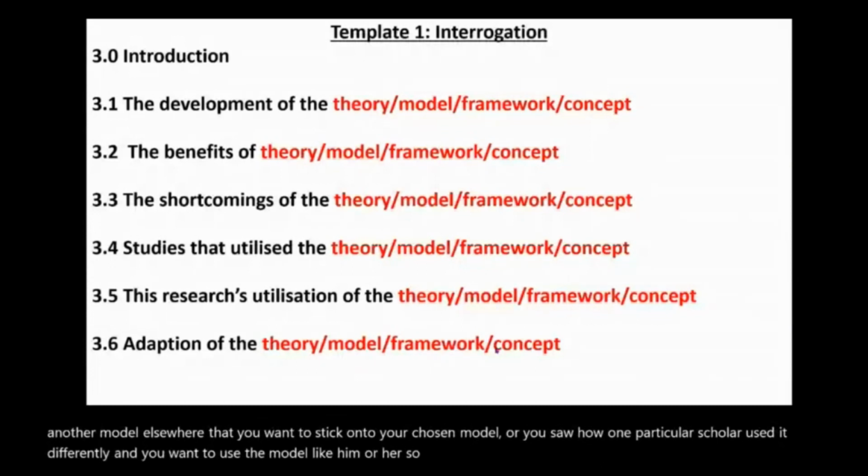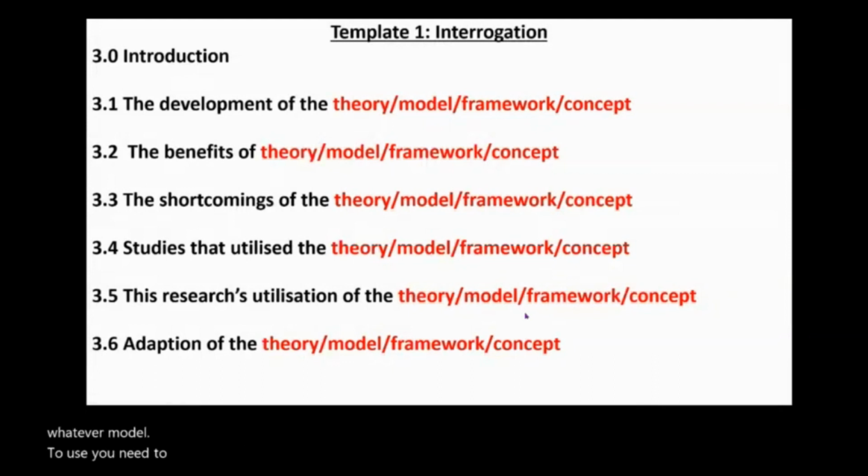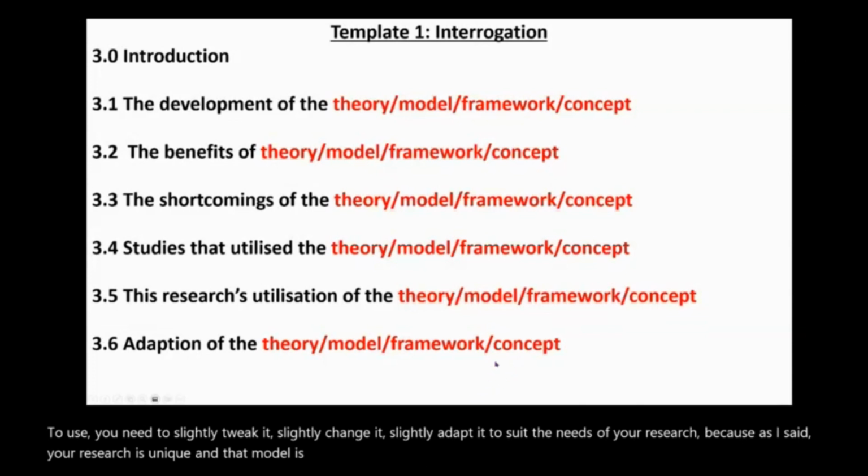So the adaptation is a very critical part of your literature review. Whatever model you use, you need to slightly tweak it, slightly change it, slightly adapt it to suit the needs of your research. Because as I said, your research is unique and that model is general. So you'll need to do that work.